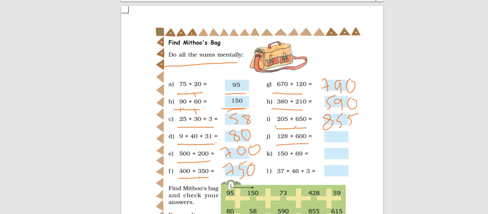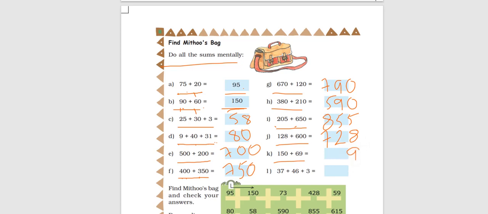Next one is 128 and 600. 8 ones and 0 ones is 8 ones. 2 tens and 0 tens is 2 tens. 100 and 600s is 700s. 728. 150 plus 69. 9 ones and 0 ones is 9 ones.